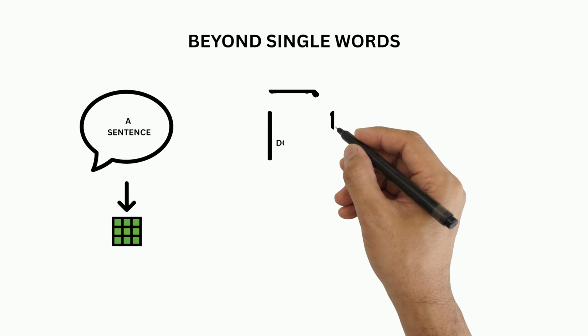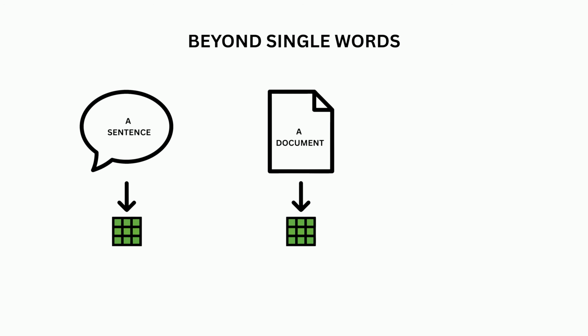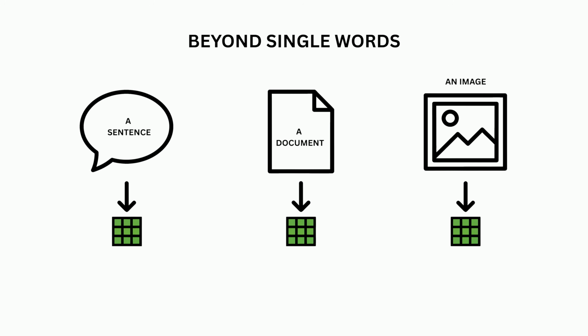Embeddings aren't limited to single words. Whole sentences, paragraphs, entire documents, and even images can each be turned into a single vector that represents their overall meaning or content. That's what makes embedding so useful as a general purpose tool. Almost anything can be converted into a comparable numerical form.